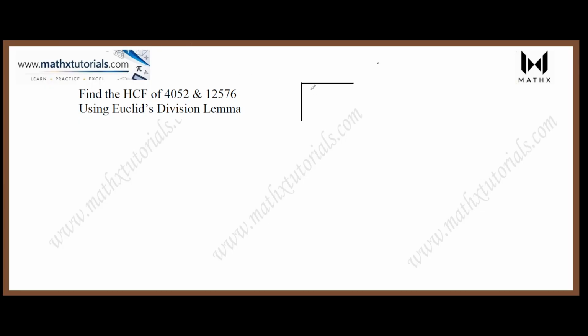So we have 12576, and we are dividing by 4052. Now we know that it can go 3 times, so let us write a 3 on the top and we get 12156. We subtract, and when we subtract, we get 420.